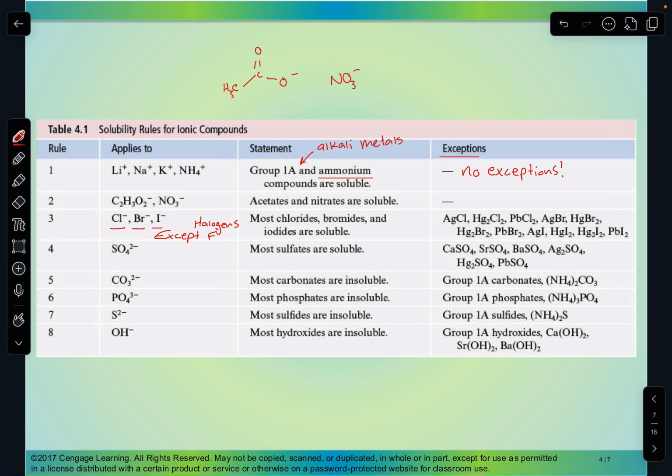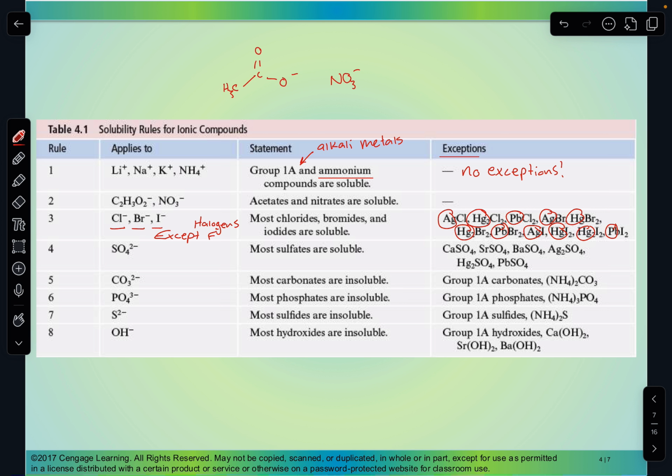Fluorine sometimes is soluble, so that is not the case. But most chlorides, bromides, and iodides are soluble. The exceptions are with Ag, Hg, which has two different forms, so that's why it's on here twice, and lead. So that is silver, lead, and mercury. Those are going to be insoluble. But everything else, if it has a chloride, a bromide, or an iodide, is going to be soluble.